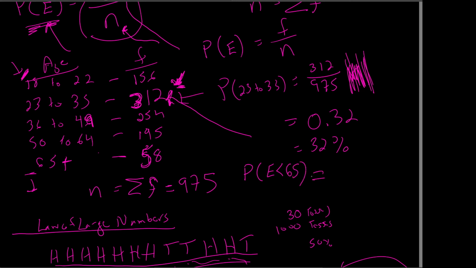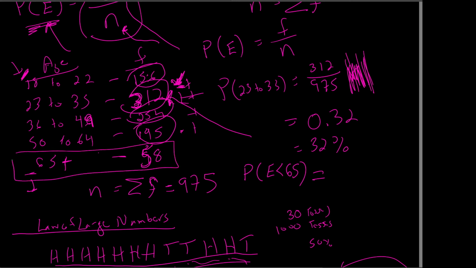Now, there's two ways I could do this. I could take the probability of each person before, and I could add them up. And I could add probability 18 to 22, plus the probability of 23 to 35, plus the probability of 36 to 49, plus the probability of 50 to 64. And that would give me the probability of anyone being under 65. Or I could take the complement, and the complement's over 65.